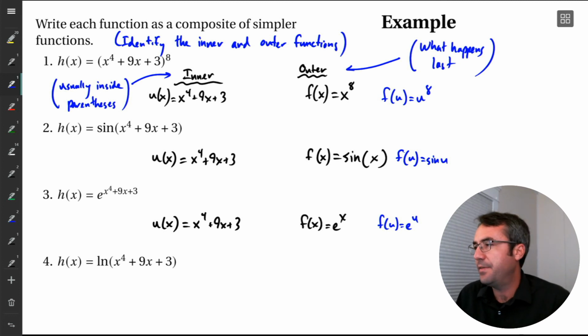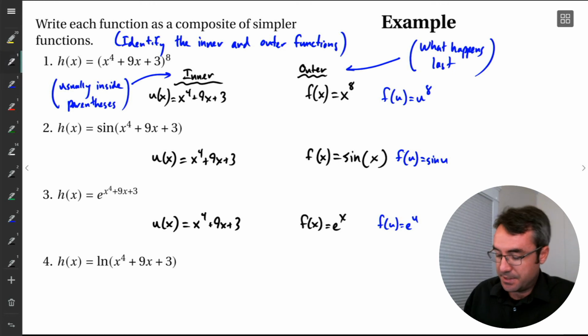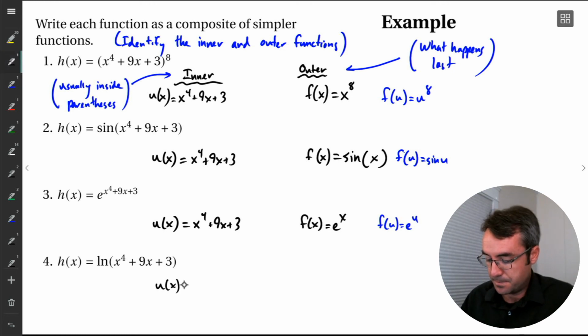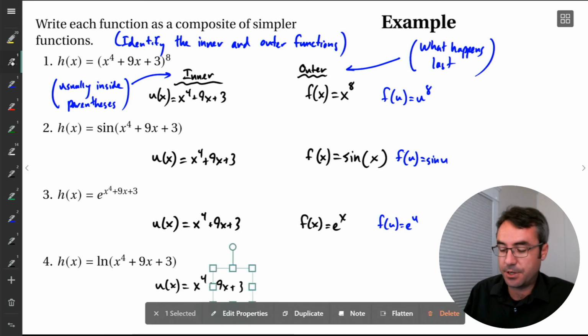All right. And then last one, just to get a little practice here, h of x is equal to the natural log of x to the fourth plus 9x plus 3. Kind of a similar situation to what we saw with the sine function. So that polynomial is inside the parentheses. Kind of what happens first. And then that log function is on the outside. So it's the thing we do last. So that's going to be our outer function.